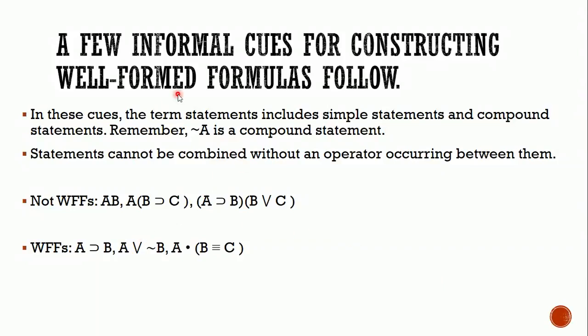All right. So statements include simple statements and compound statements. Remember, the negation of A is a compound statement, and statements cannot be combined without an operator occurring between them. So, like this, AB doesn't work. This needs something right here. This needs something right here. This needs something right here. Here are some good ones. Boom. So you add this. Make it a conditional. Boom.